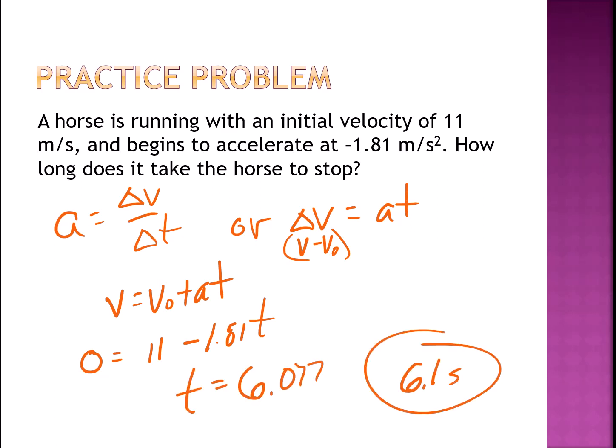I don't have to show the math. I can just show the answer, and then 11 is 2 digits, 1.81 is 3 digits. I'm keeping my least number of sig figs, which is 2. 1 point for writing the equation, 1 point for showing the substitution, 1 point for the correct answer, sig figs, unit. 3 points.